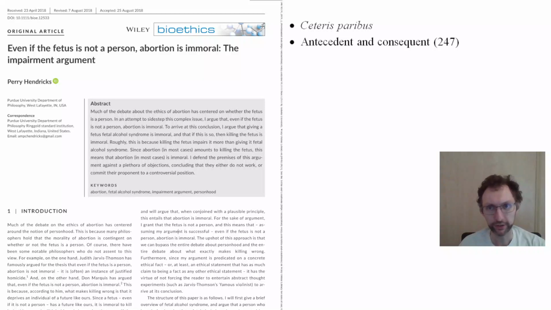This is the lecture for Perry Hendricks' article, "Even if the fetus is not a person, abortion is immoral: the impairment argument." Both of the topics in this lecture are, I think, explained in the glossary that the syllabus mentions. If you go to the syllabus and go to the resources section, it has a link to my website, which has a glossary of philosophical terms. Hopefully you've been using that throughout the semester, but if you haven't, this is just a reminder that that exists.